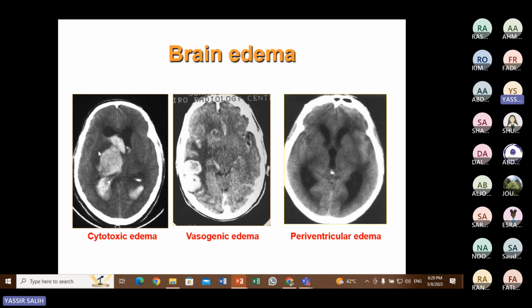And if you look around this hyperdensity, notice that adjacent to the blood there is hypodensity. So what is this? It is cytotoxic edema because it's around the hemorrhage. Cytotoxic edema is edema surrounding the hemorrhage or infarction.